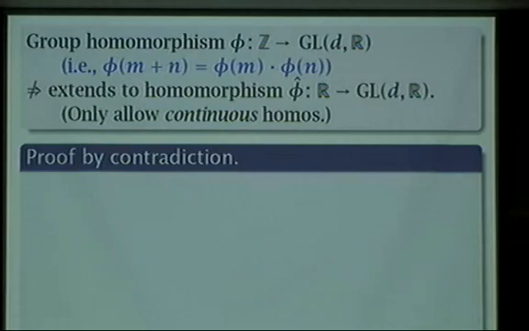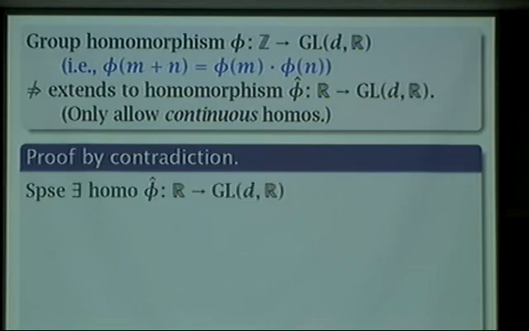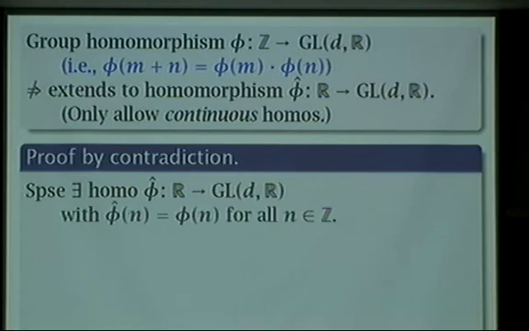Okay, so here's the problem. When you look at the non-abelian case, when you look at an interesting group here, you actually have to be careful what you do. So let's suppose that every homomorphism does extend. Let's suppose that all homomorphisms extend. Let's suppose we've got this phi hat that's defined on all real numbers, and it extends the values on integer numbers. So it has the right values on the integers, but it's defined for all real numbers.